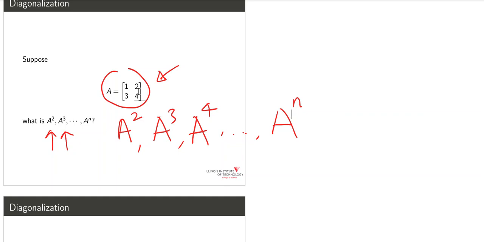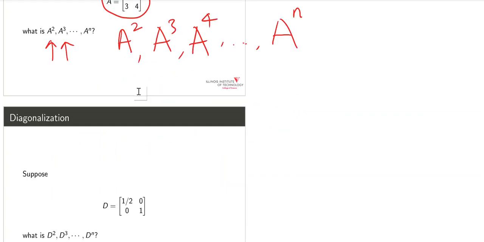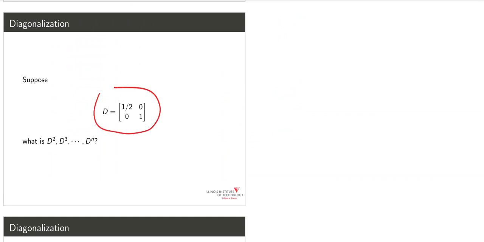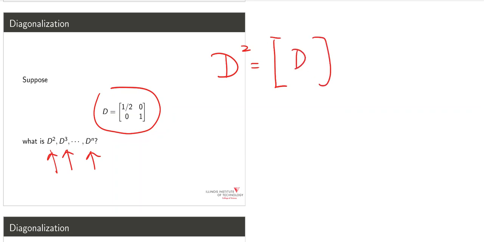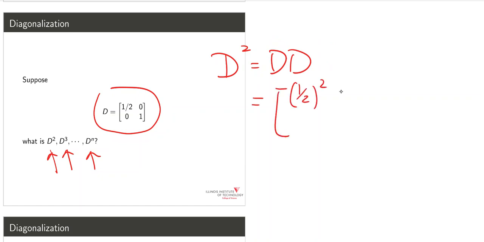But if your matrix is not just any type of matrix but a special one, like a diagonal matrix, then all these questions about D squared, D cubed, and all the way to D to the n are very simple to compute. D squared is D times D, so you multiply matrix D by matrix D. You will see that it turns out to be 1 over 2 squared, 0, 0, 1 squared. And this pattern persists: for the cube, it is 1 over 2 cubed, and 1 to the power 3.